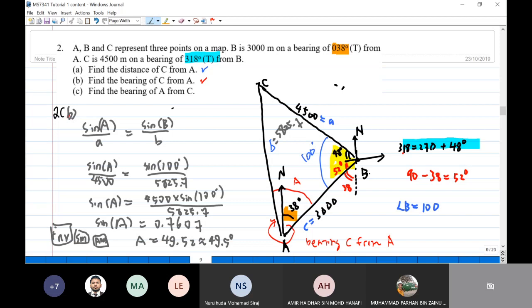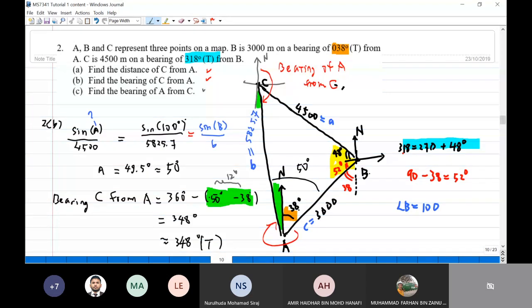But A is not the answer you want, because A is just the angle, not the bearing you need to find. The normal way to press the calculator for inverse sine, the next slide shows you. Now, 49.5, let's take it as 50.